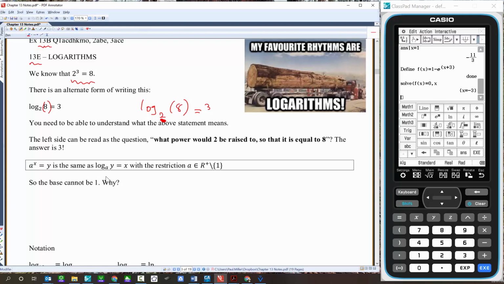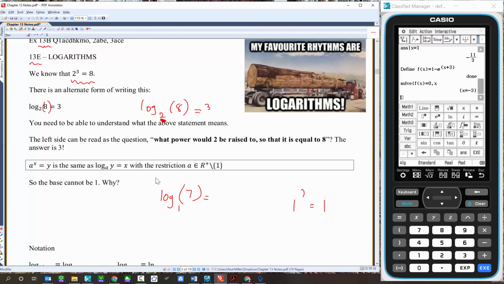Okay, so the base can't be 1. Why not? Let's think about it. Log 1, I don't know, let's think about log 1, 7. This is the question. 1 raised to what power will give me 7? Well, the problem is that 1 raised to any power always equals 1. So 1 to the power of 2, 1 to the power of 5, 1 to the power of a half, 1 to the power of 0, 1 to the power of negative 5,000. All of them will equal 1.